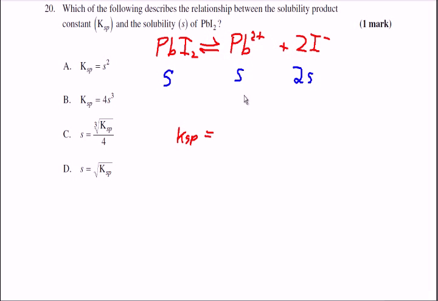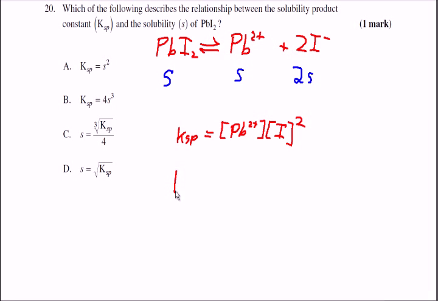Ksp equals the concentration of our products, Pb2+, over the concentration of our reactants. Now our reactant is a solid, so we don't have a concentration of that. And we put that in here. And since there's a 2 right here, we put squared. Okay? So let's put in the concentrations right here and put in some values where these symbols are.